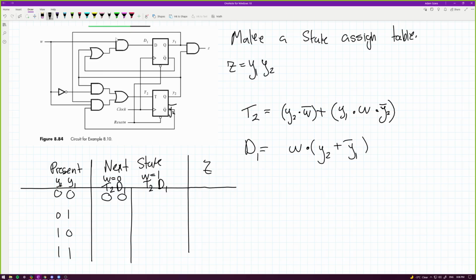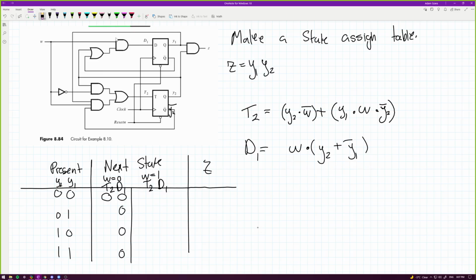Okay. For D1, for W1, there's a faster way where it's just all zeros, because it's Y2 or Y1 complement ANDed with W, and W is zero, then that's always the whole column. Okay, so this will all be zero. Yes, that makes sense. If anyone didn't understand that, it's because if W is zero, this whole expression will always be zero.